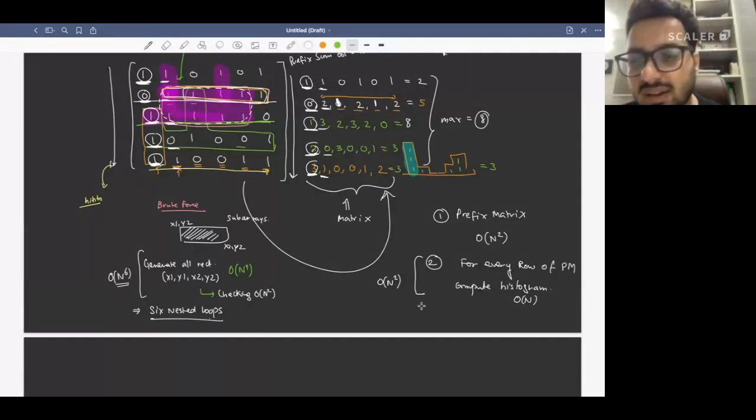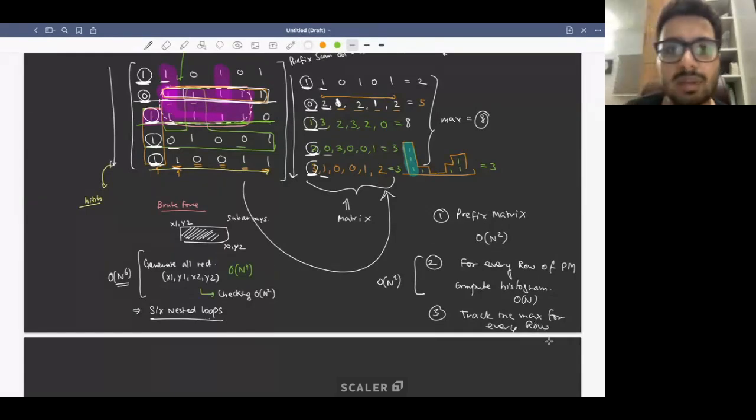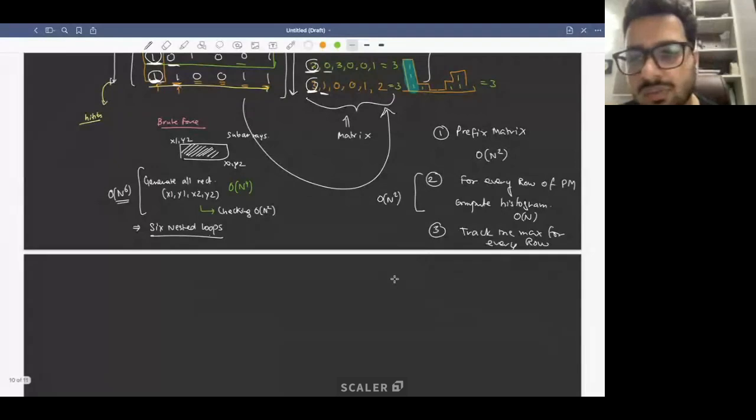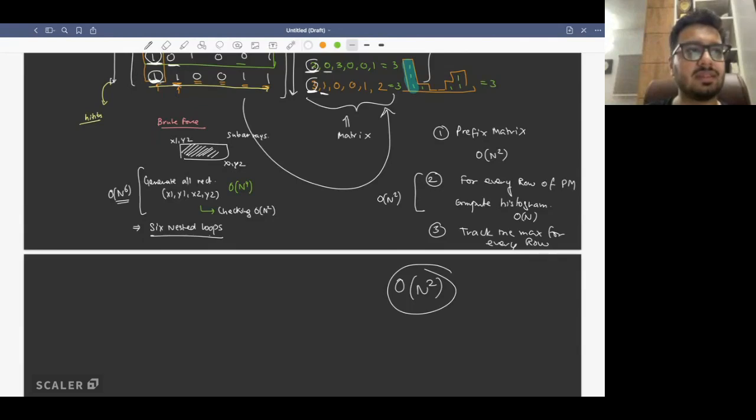And take the max, right? So track the maximum as well. Track the max for every row. So we can solve this problem in how much? Order of n square time. Tell me, does this make sense? Any doubts in this problem?